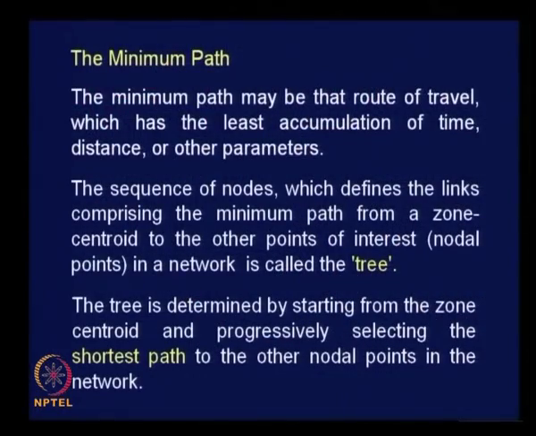The tree is determined by starting from the zone centroid and progressively selecting the shortest path to the other nodal points in the network. Obviously we start from the centroid and progressively add the cumulative time to get the shortest path information.